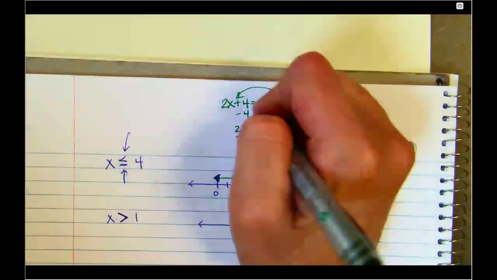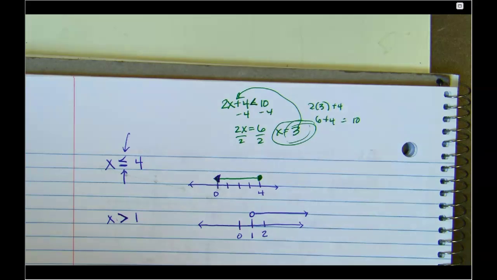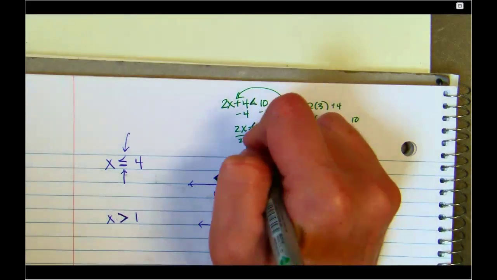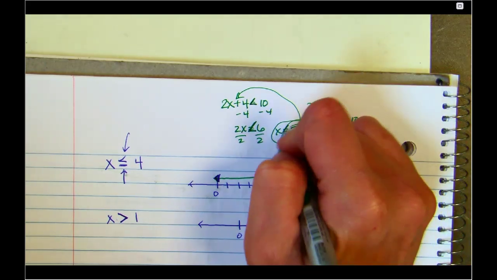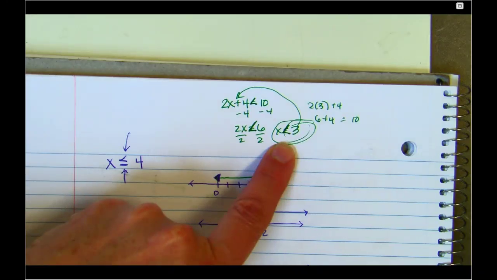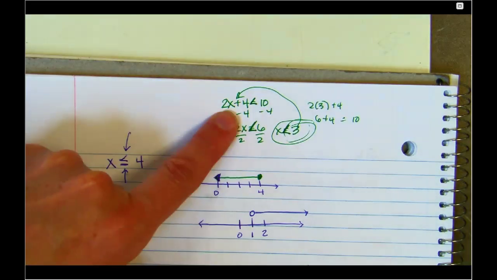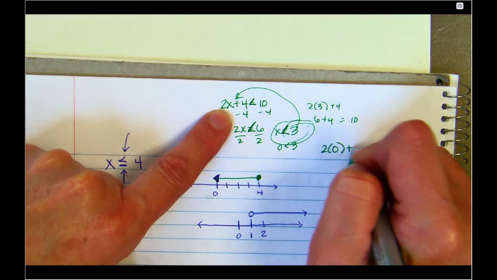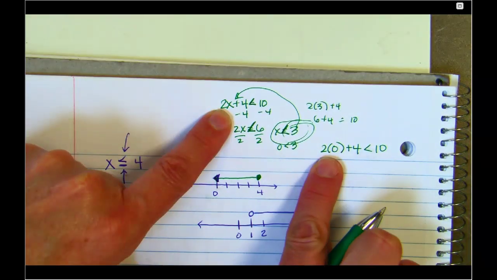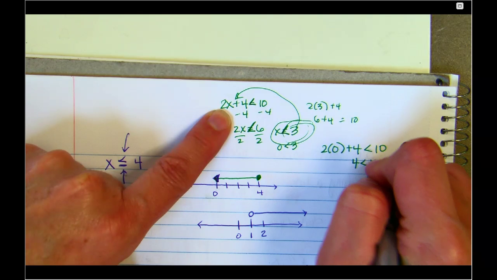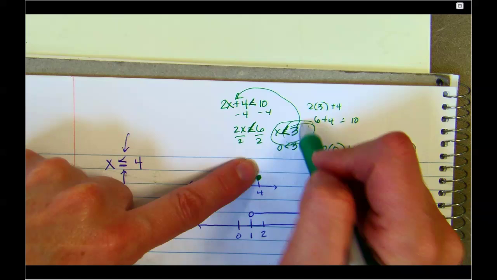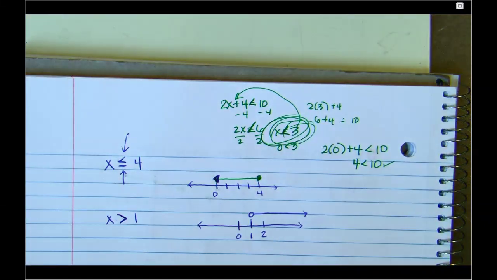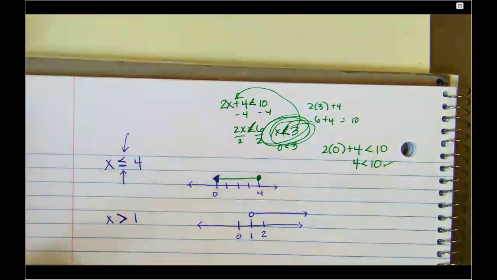But as soon as we make this into an inequality that says 2x plus 4 is less than 10, now we end up with x is less than 3. And how many numbers are less than 3? There are infinitely many. So pick a number less than 3. I'm going to pick 0 because that's easy. If I put 0 in the original, I get 0 plus 4. I get 4 is less than 10. That's a true statement. As soon as we hit inequalities, there are infinitely many solutions, and the only way to show them is with a number line.